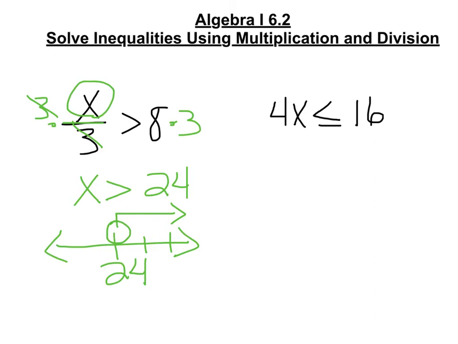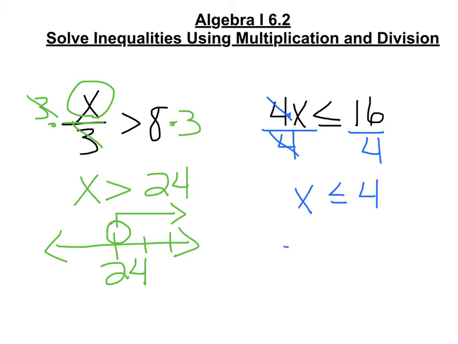The second example we have here is 4x is less than or equal to 16. Again, we are solving for x. X is being multiplied by 4, so the inverse operation of multiply is to divide. So we'll divide the left side by 4, and so you are left with x is less than or equal to 4.